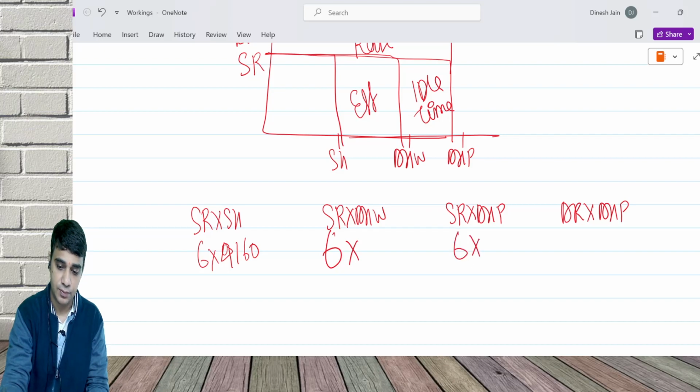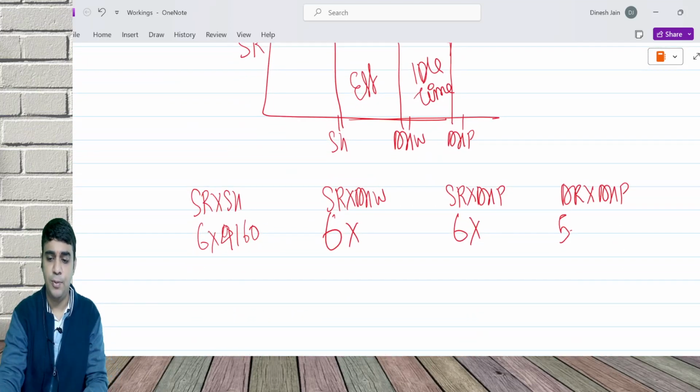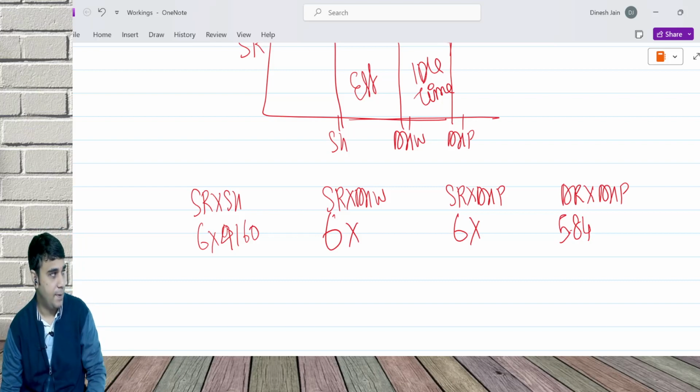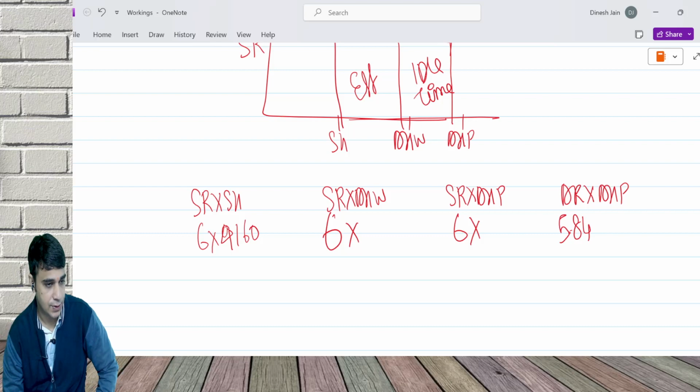6 into 5 point, what was the rate? 884. AHW, AHP, I'll do some discussion. SH and all I've copy pasted. Just a rework scenario. Otherwise, you'll have to do SH calculation. 6 into 4160. 6 into what is AHW, AHP? I'll do a discussion.